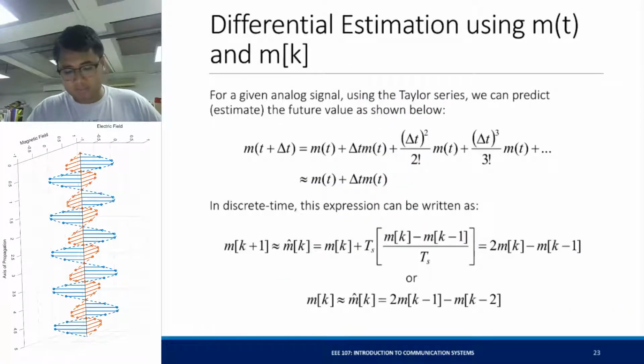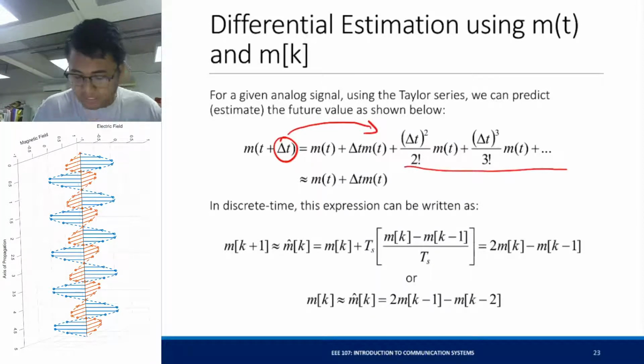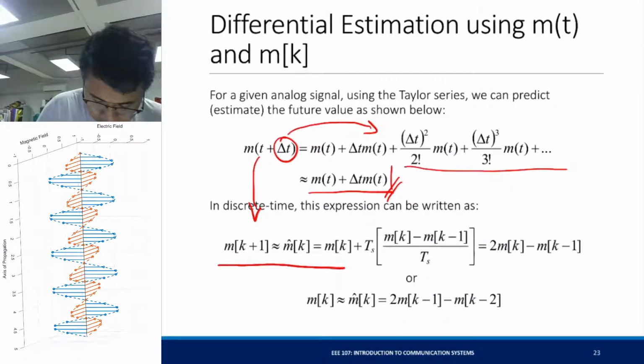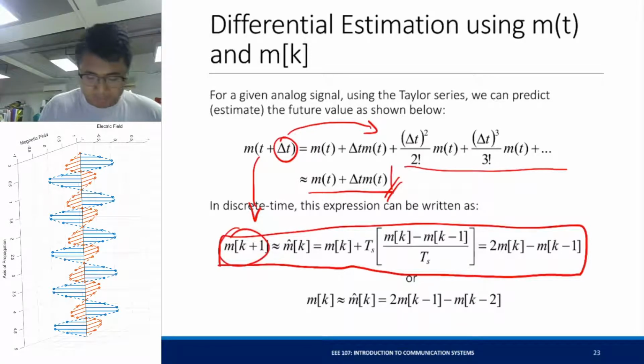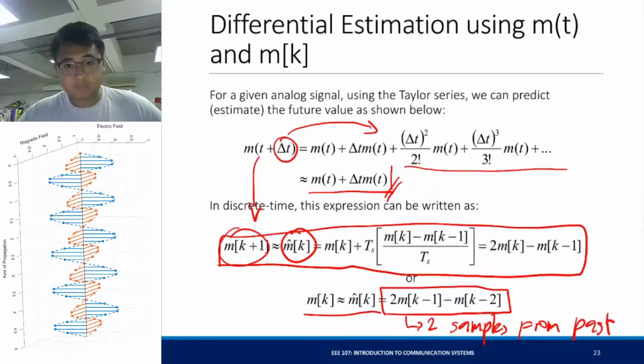Okay? So for a given analog signal, we use the Taylor series for this. Using the Taylor series, we can predict or estimate the future value as shown right here. So take a small time difference delta t. Using the Taylor series, you get this weighted sum of your signal, okay, based on delta t. If delta t is very small, then we can approximate it as this. And since we're sampling the signal, we will be discretizing this in time, which will result into a difference equation. And with this, we can predict m of k plus 1, which is m hat of k. Okay? And that is equal to this equation right here. And in this case, we're getting two samples from the past to predict the future value. Okay?